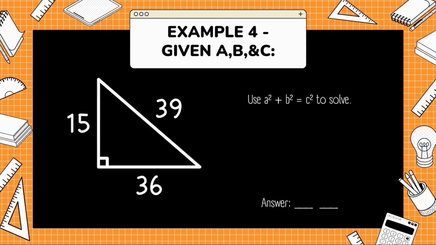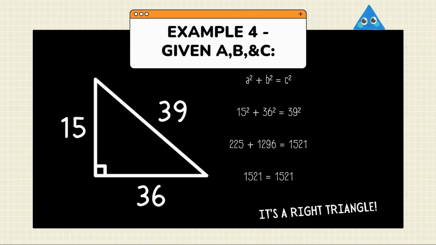I'll give you 3 seconds to pause it and solve it on your own. And I'll get back to you. 3, 2, 1. Answer. Given these, you just substitute them. Again, 15 squared plus 36 squared equals 39 squared.